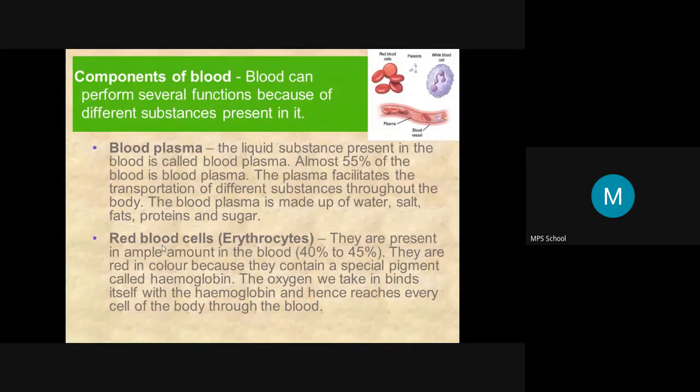And what is the RBC? It's erythrocytes. They are present in ample amount. Ample amount means it is next to the blood plasma. Sufficient means the maximum amount, which ranges from 40 to 45%. And they are red in color because they contain a special pigment called hemoglobin. In the presence of hemoglobin, RBC looks red in color.